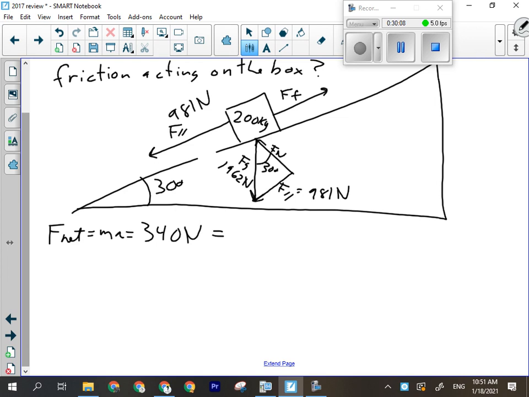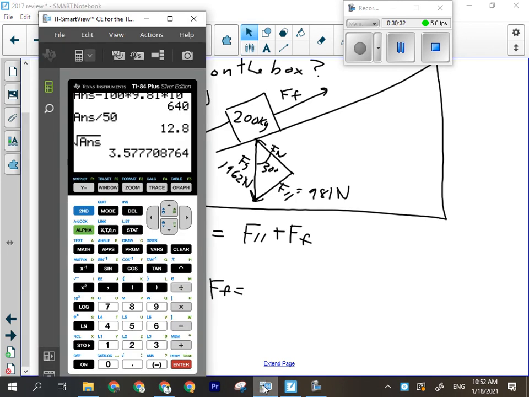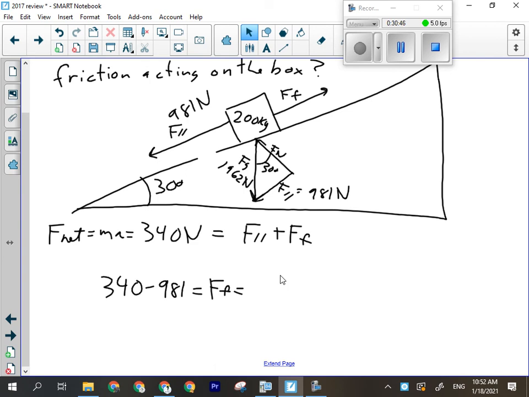Exactly. F net is also the vector sum of all forces. That means it's F parallel plus the force of friction. So if I want to calculate the force of friction, I'm going to subtract F parallel here. So 340 newtons minus 981 newtons is going to give me my force of friction, which is going to come out negative because I made down the ramp positive, and so that's okay. 340 minus 981 is giving us negative 641 newtons. So it's 6.4 times 10 to the 2 newtons up the ramp.